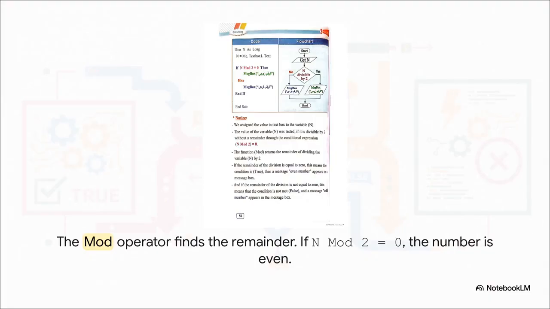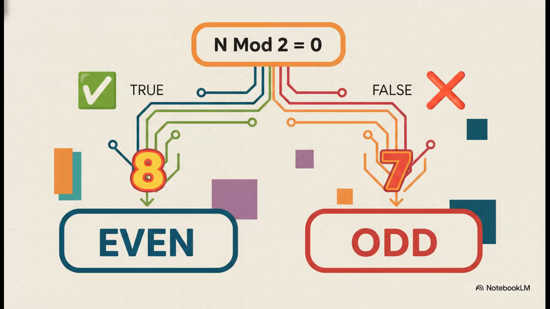So how does the code figure it out? Well, it uses this really clever mathematical trick with something called the modulo, or mod, operator. All mod does is give you the remainder after a division. So if you divide any number by 2 and the remainder is 0, you know with 100% certainty that the number is even. And this just shows the two paths in action perfectly.